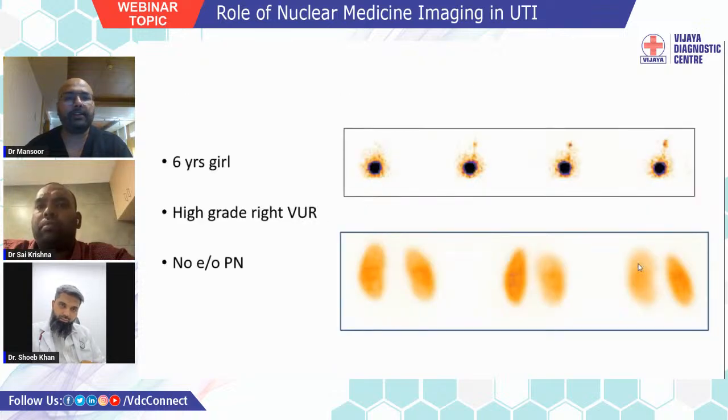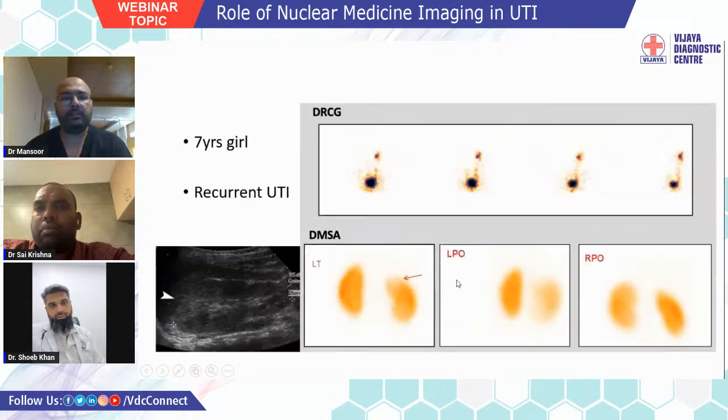And let us look at some cases. This is a 6-year-old girl with high-grade reflux on the right side, and no evidence of pyelonephritic foci. This is a normal scan. So the patient with reflux was evaluated to see if there is any pyelonephritis. And this is a 7-year-old girl with high-grade reflux on the right side. And here you can see a small defect in the upper pole of the right kidney. So this was positive for pyelonephritis. And this is corresponding to the ultrasound also.